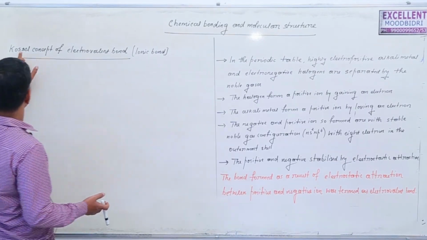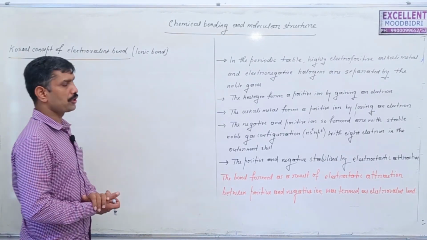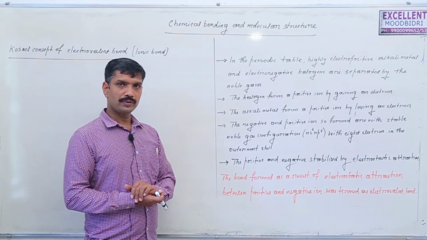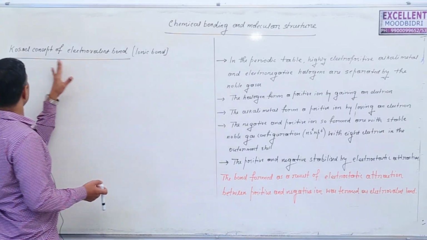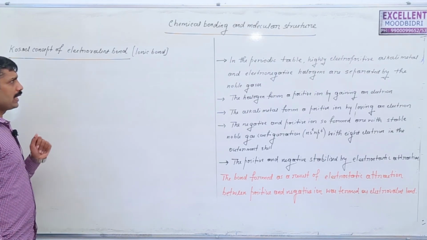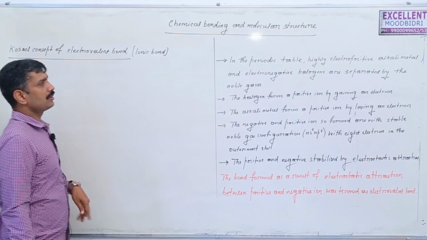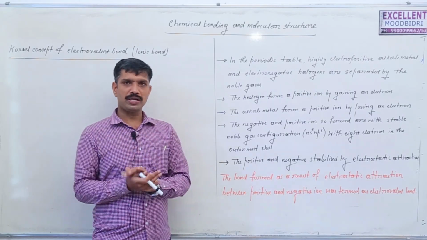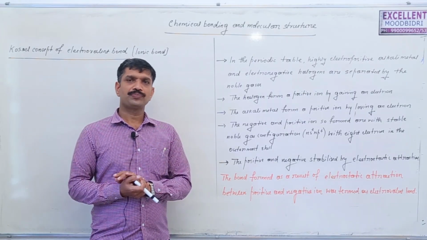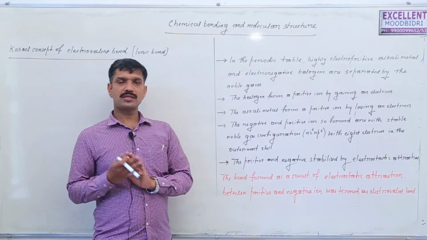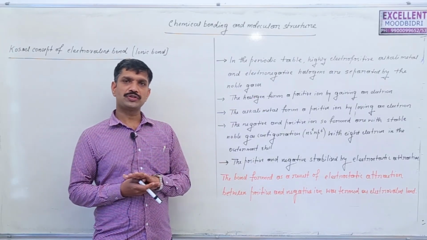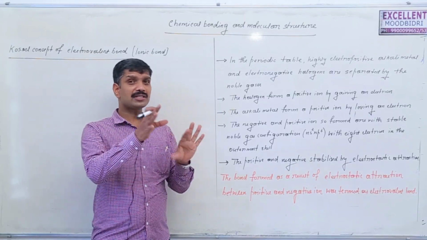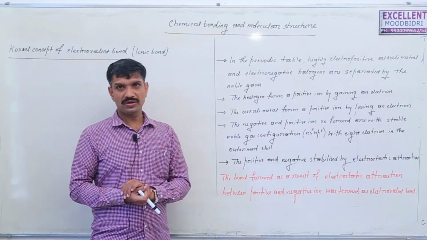Okay, the next concept is the Kossel concept of the electrovalent bond, the ionic bond. The formation of the ionic bond or electrovalent bond was explained by Kossel. Actually, Kossel predicted from the separation of the elements in the periodic table. In the periodic table there are alkali metals, alkaline earth metals, next p block elements, next d block elements. These are different groups of elements.